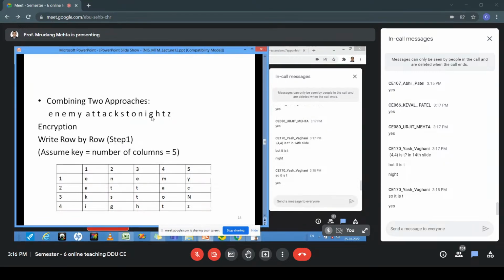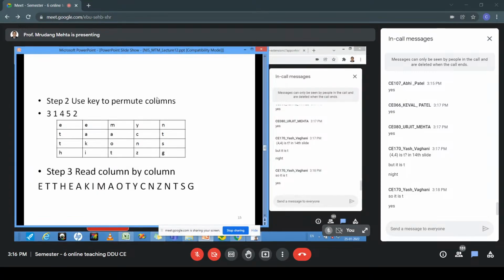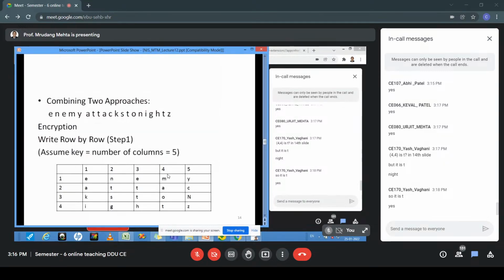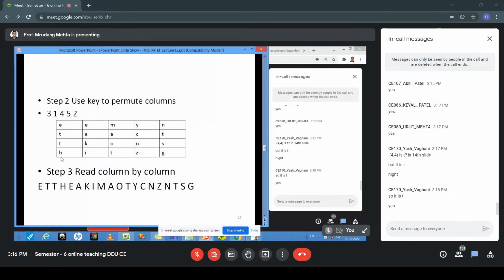So first we are combining these two approaches. First we write row by row, then we use a permutation key, and then we read column by column: ETTH, EAKI, MAOT, YCNZ, NTSG. Right? So this is our combination of the approaches. Create row by row, apply the keyed transposition, and then read column by column.